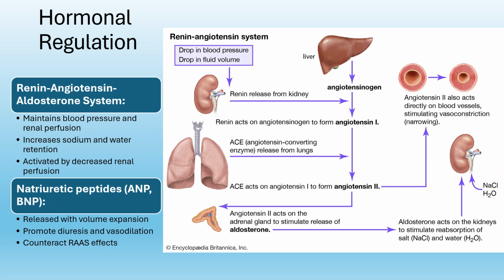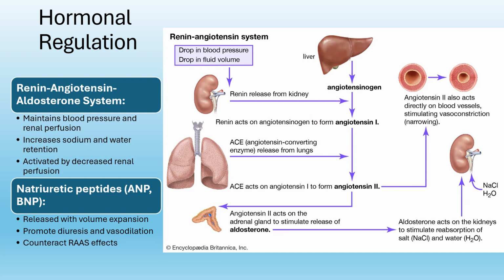In conditions like renal artery stenosis or severe dehydration, this system becomes chronically activated. The constant RAAS stimulation leads to persistent hypertension. The kidney thinks it needs more pressure when the real problem is mechanical obstruction or volume depletion. This explains why ACE inhibitors work so effectively in these scenarios by interrupting this cascade.